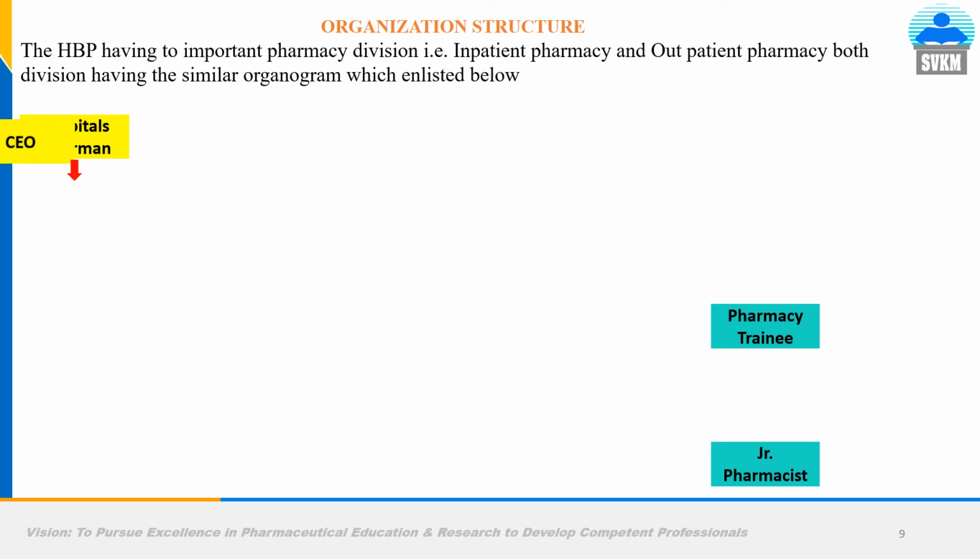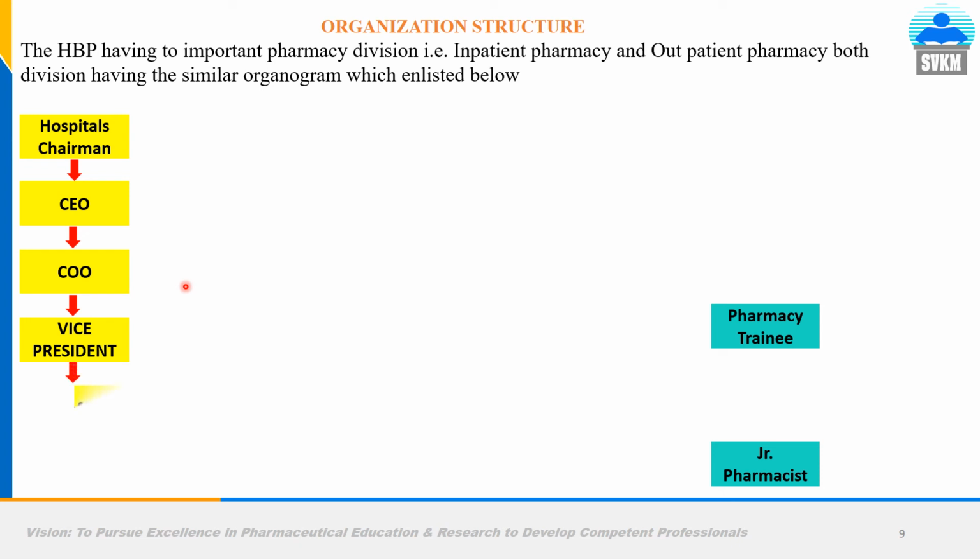Next to the hospital chairman, there is another person that we already discussed, the CEO of that particular department. There are different CEOs for the different departments. A hospital pharmacy has its separate chief executive officer. Then just below the chief executive officer, there is a COO, the chief operating officer. Just below the chief operating officer, there is a department-wise vice president.